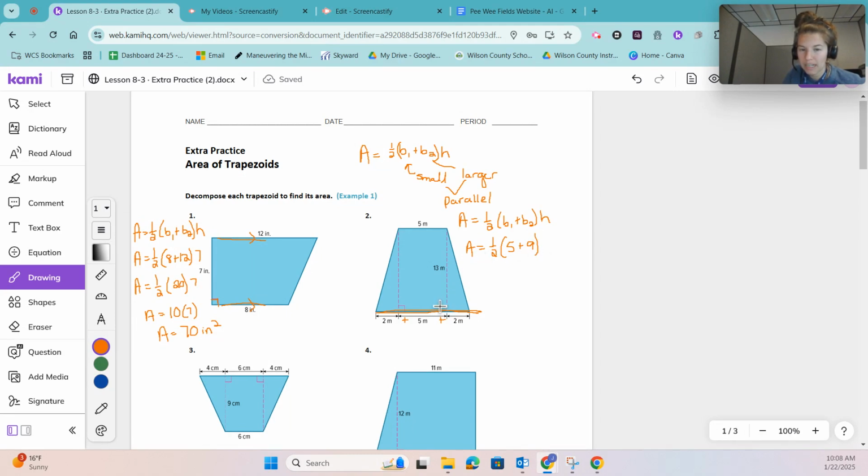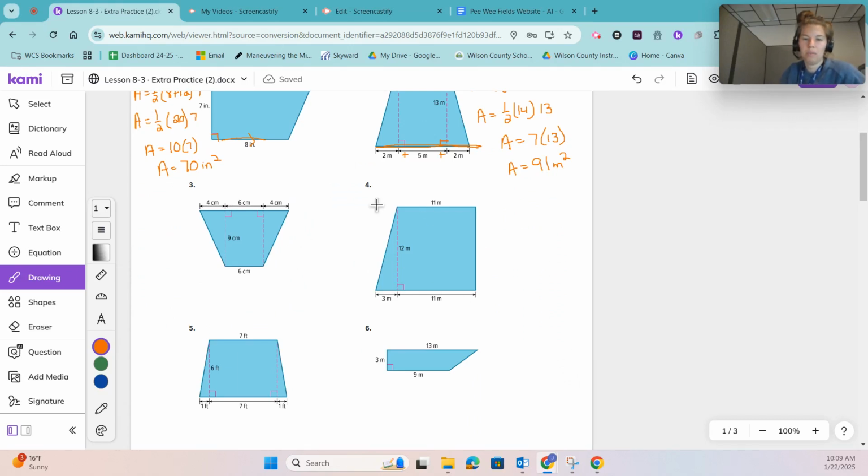And my height is perpendicular. So it meets at this right angle. So 13 is going to be my height. Okay. Then we follow order of operations. Area equals 5 plus 9 is 14 times 13. 1/2 of 14 is 7. Area equals 7 times that 13. And 13 times 7 is 91. So the area is 91 meters squared, okay, because it's in meters. Again, still area, so it is squared.